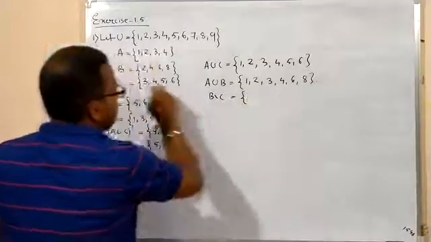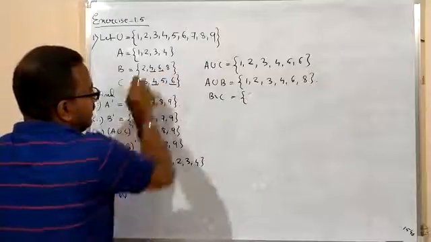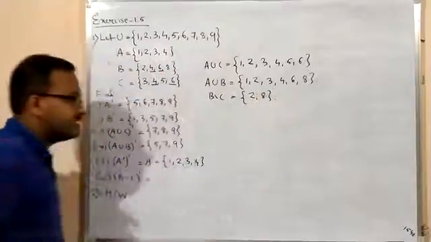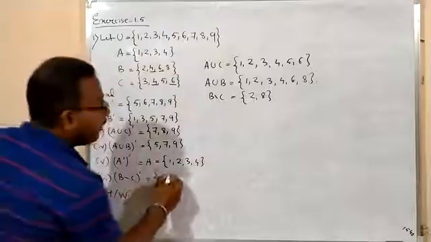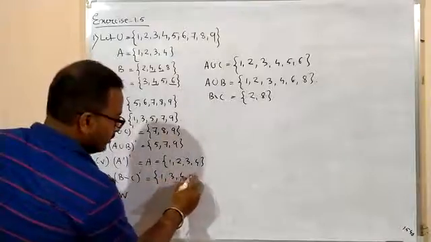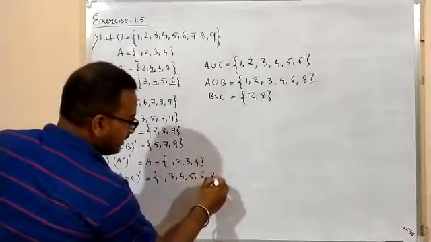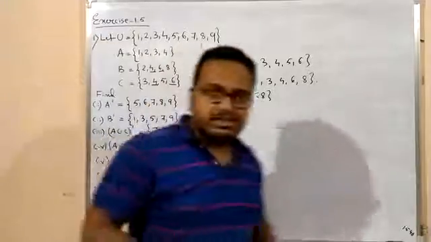6 is also common, right? 4 is common and 6 is also common. So you have to write 2 and 8. This is your B difference C. Now you have to write the complement of the set. The complement will be 1, 3, 4, 5, 6, 7 and 9. So these are easy problems.